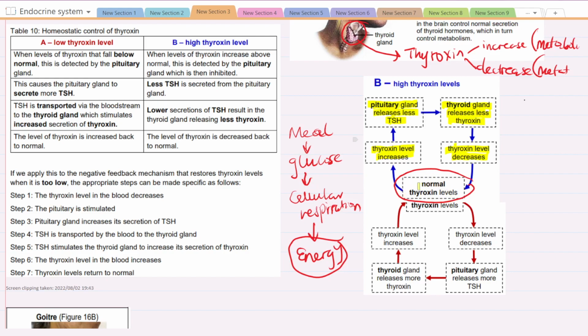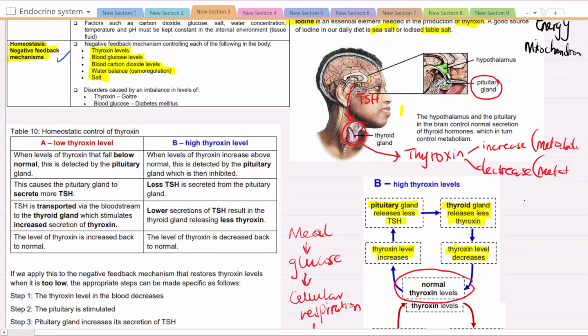Now these are your normal levels of thyroxine hormone. If your thyroxine hormone is above the normal levels, this will cause the pituitary gland to be stimulated, and if we go back to this diagram here, the pituitary gland will be stimulated to do what? To secrete less TSH. And if less TSH is secreted, what does that mean? Therefore it means that the thyroid gland will secrete less thyroxine, and this will cause a decrease.